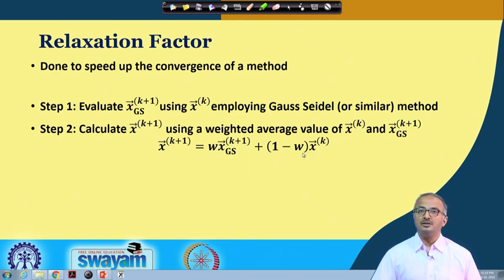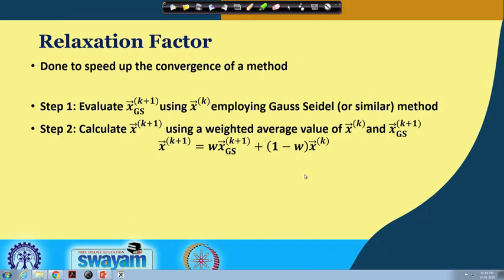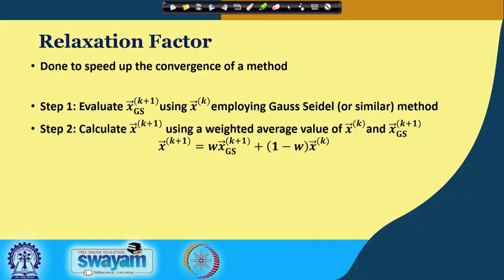So this is the significance of the relaxation factor. The choice of the relaxation factor is arbitrary, and you need to do some experimentation while solving the equations to arrive at the right value of the relaxation factor. And what also happens is that as you go on iterating, you may have to tune this relaxation factor to get convergence.